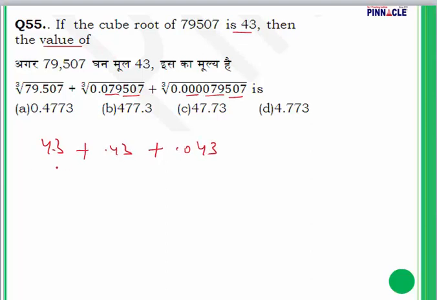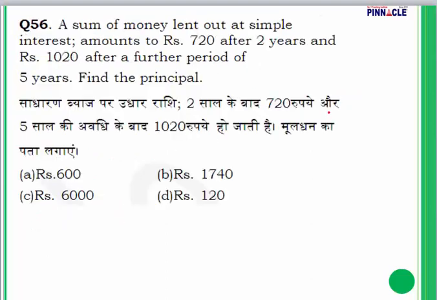So if we add all these, we will get the value. If we add all these, then we will have 4.773. D is the answer in this case. Next question, question number 56.